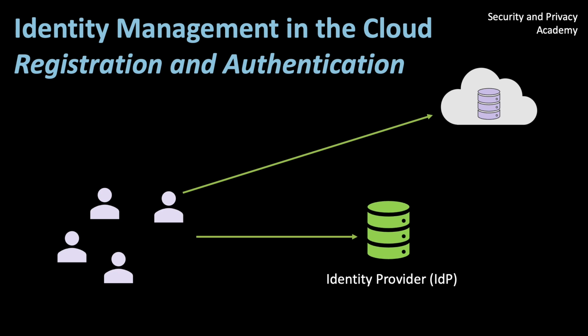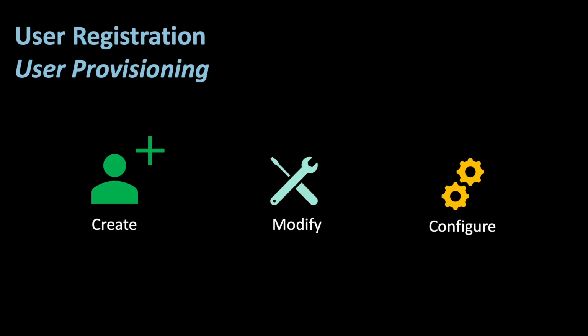User provisioning involves creating, modifying, and configuring user accounts, roles, and permissions within a cloud-based environment. It ensures that users have the appropriate access to cloud resources. In Amazon Web Services Identity and Access Management, administrators can create user accounts using the AWS command line interface with the command aws iam create-user. They can then assign roles and permissions to these users.